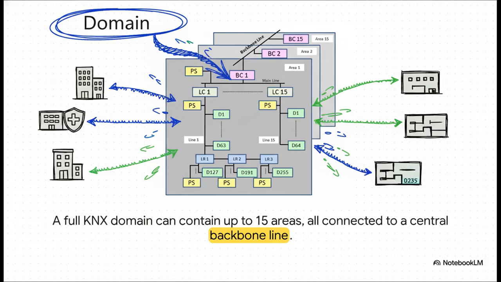We can call that the domain. You've got a central backbone line running through it, and branching off of that, you can have up to 15 major districts, or what we call areas. An area could be something like an entire floor of an office building.